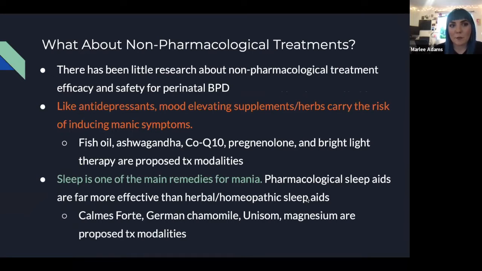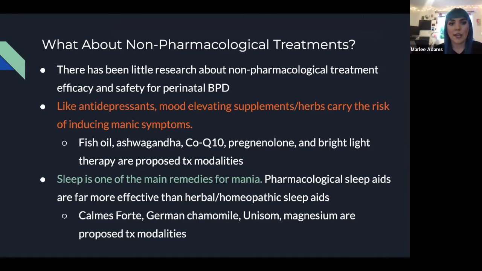So I'm going to touch briefly on non-pharmacological treatments here. This one is a little tricky to talk about, but it was one of the most requested things from midwives in the survey I conducted, so we shall speak about it. There really has been little to no research about the safety and efficacy of non-pharmacological treatment for bipolar disorder in general, but especially in the perinatal population.